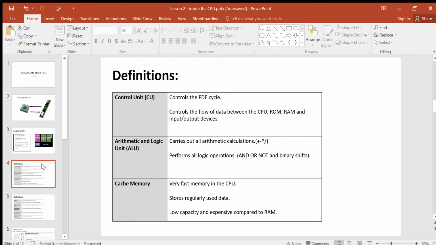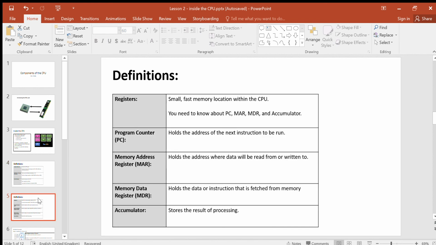We've then got cache memory, which, as we've mentioned before, is very fast memory in the CPU, and it stores regularly used data. So if you load up the same website every day, like your emails, that kind of thing would be held there. It does, however, have a low capacity, and compared to RAM, it's expensive. So it is used for the data that you regularly use. However, you can't hold all the data there, as it would be too expensive in comparison to RAM.